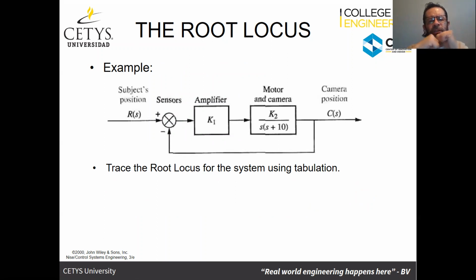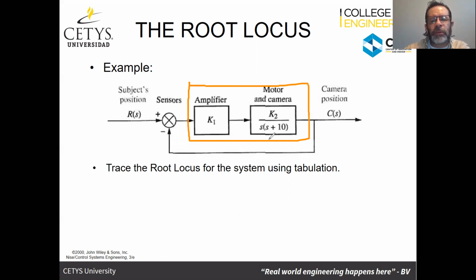It's got two transfer functions that are in series. We've got K1 and K2. K1 is the amplifier. K2 is a parameter for the motoring camera. And we want to trace the root locus, or rather, we want to see all the possible values of the poles of the system, according to all the possible values of the parameter K that we want to modify or analyze.